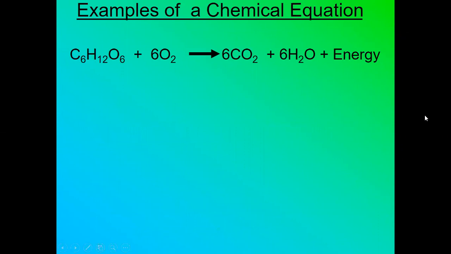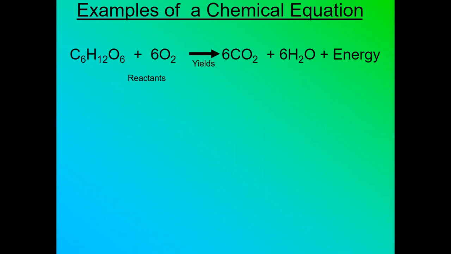Here's an example of a chemical equation. On the left, we have the reactants. This particular chemical equation is respiration. So on the left, we have sugar plus 6 oxygen. That arrow in the middle is called yields. It means that some kind of an action is occurring.